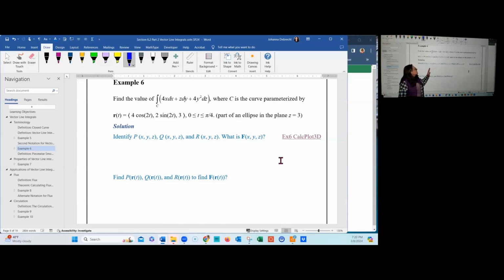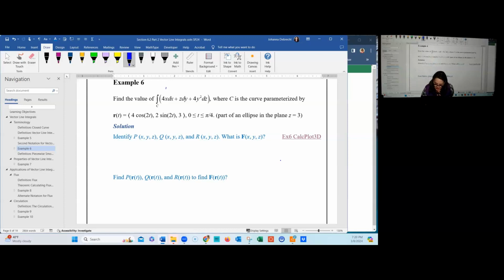In example 6, we're given a vector line integral over an oriented curve C parameterized by 4 cosine of 2t, 2 sine of 2t, comma 3, t from 0 to pi over 4. This represents part of an ellipse in the plane where z is 3. When we look at this one, we're not given the actual vector field, but it's there. It's hiding in the integrand.